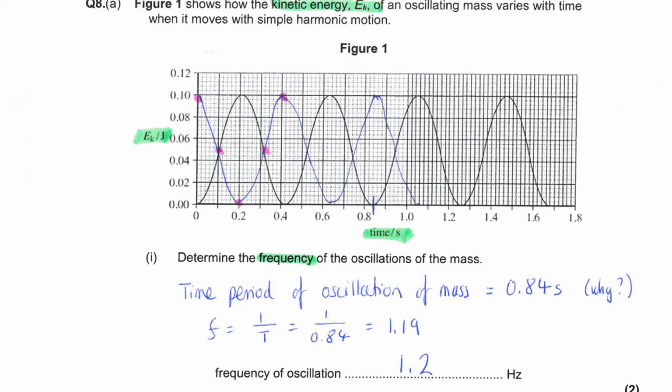This means that looking at this graph, the time period can be read as being 0.84 seconds at this point here. So starting from minimum kinetic energy at the amplitude when it's released, minimum again at the opposite side, and minimum back in the original position. This gives you the time period, and the reciprocal of this leads you to the frequency. Finally, consider a sensible number of significant figures having read time from the graph.